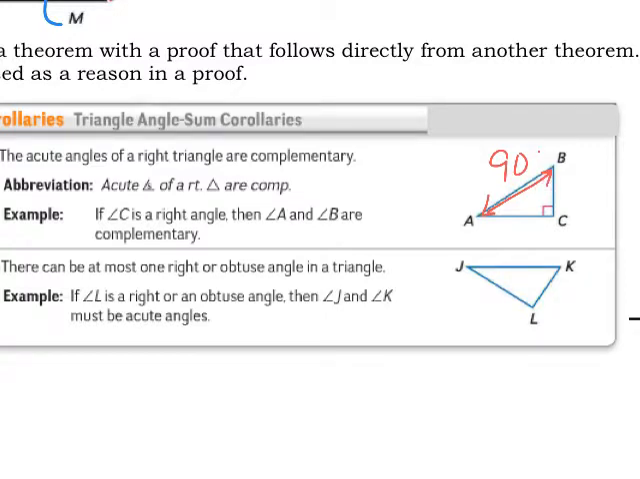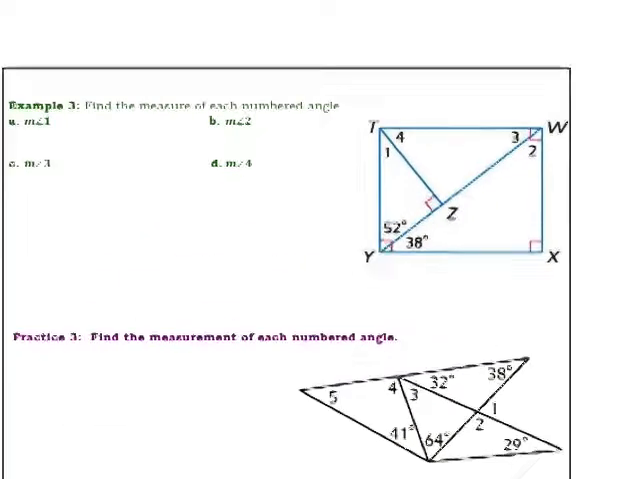This one down here just states that any triangle can only have one right or obtuse angle. If you exceed more than one right angle or one obtuse angle, you're automatically more than 180 degrees. Okay? All right. See, we're almost done.